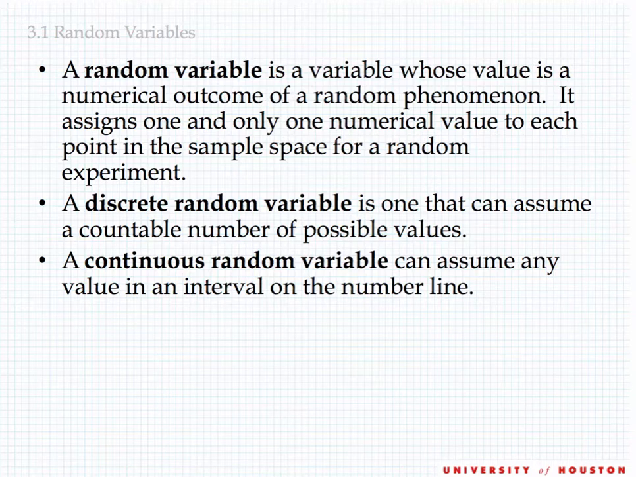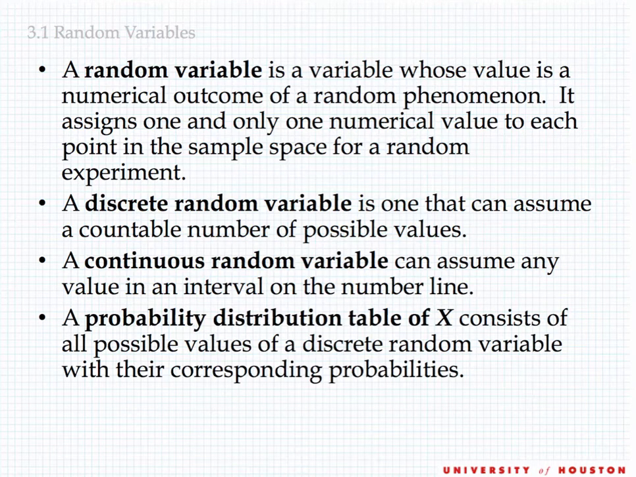We will be working with discrete random variables in this section. A probability distribution table of a random variable x consists of all possible values of a discrete random variable with their corresponding probabilities.